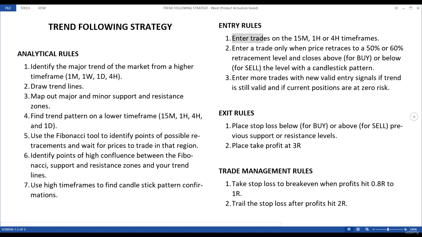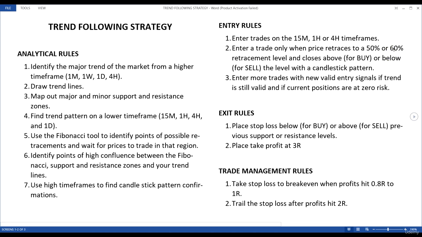And then we have the entry rules here. The first one is you enter trades on the 15-minute time frame, or 1 hour or 4 hour time frames. Okay, so these are the lower time frames we'll be using. And then you have to enter a trade only when price retraces to a 50 or 61%. This is 61%, not 60, retracement level.